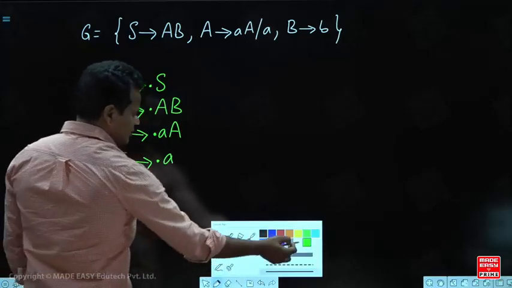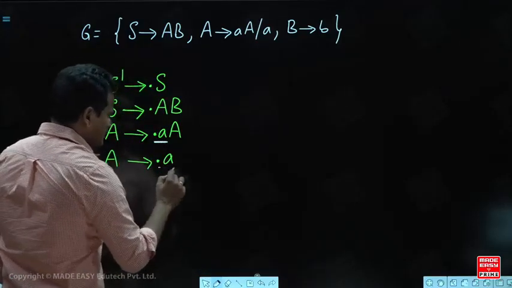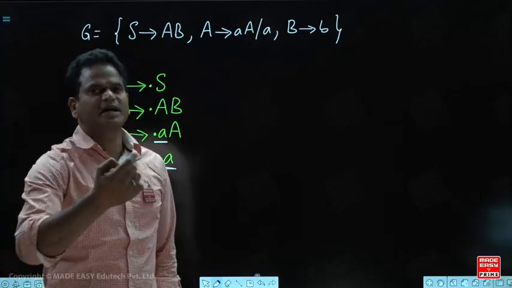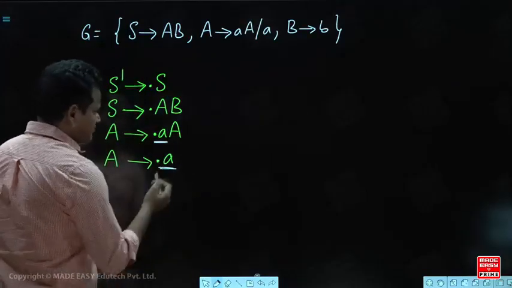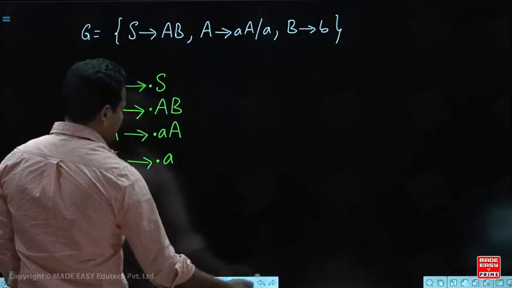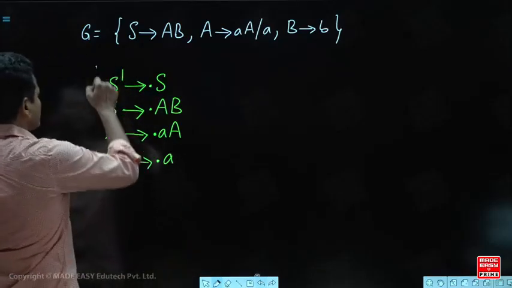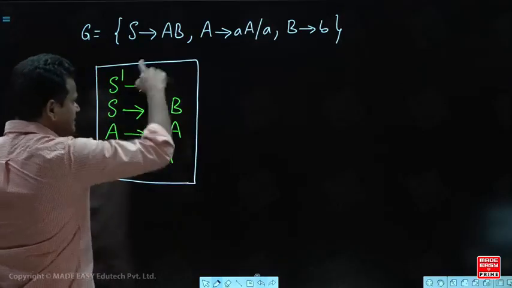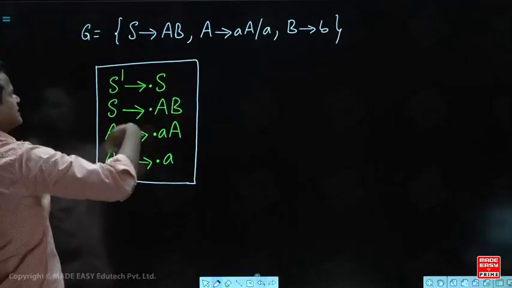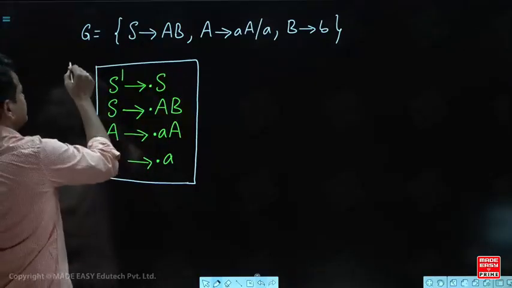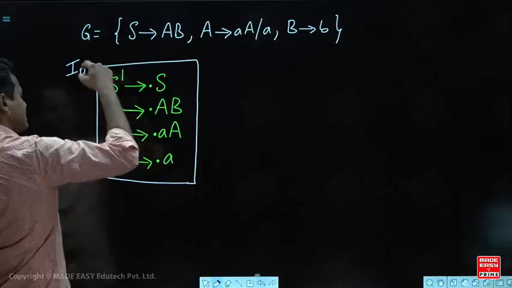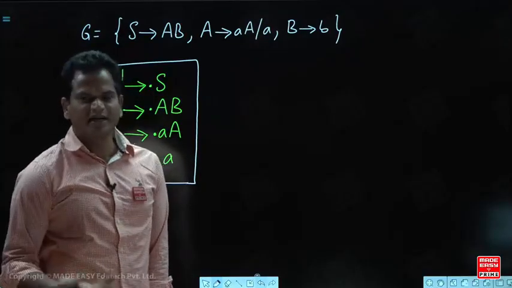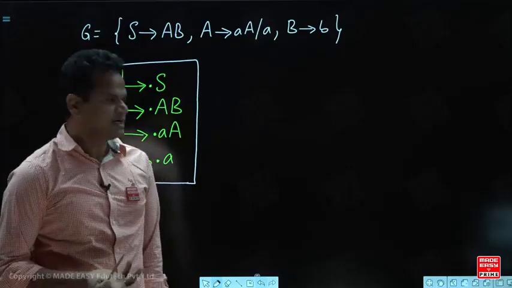Now look at this: after the dot is a terminal. Terminals won't have any productions, only non-terminals will have productions. Because this is a terminal, we cannot add any other productions here. So I close this, and this is one state. I will name this I0. If not I0, you can name it Q0 or Q1, anything. The naming is anything.